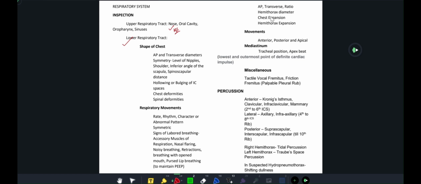Now, as we're done with the general examination, we come towards the systemic examination, which includes inspection, palpation, percussion, and auscultation. Right. So before we go towards the lower respiratory tract, which we are always in a hurry to go to, we never have to forget that there is also one important part in respiratory. There's the upper respiratory tract, which has to be mentioned before the lower respiratory tract in inspection. So we look at the nose, we look for the symmetry of the nasal septum, we look for whether any obstruction is present or not.